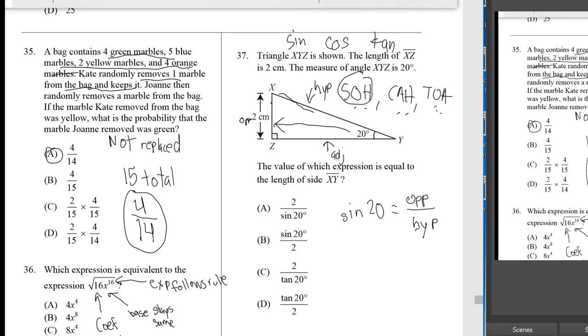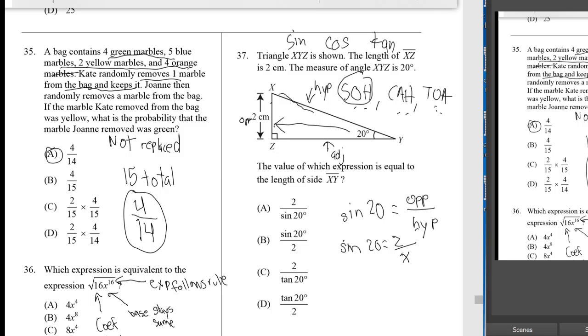So now what I would do is sine of 20 is equal to, what's the opposite of this? The opposite is 2. The hypotenuse is x. So sine 20 is equal to 2 over x. But I want to put it in terms of x, y. So x, right, I want to put it in terms of x.